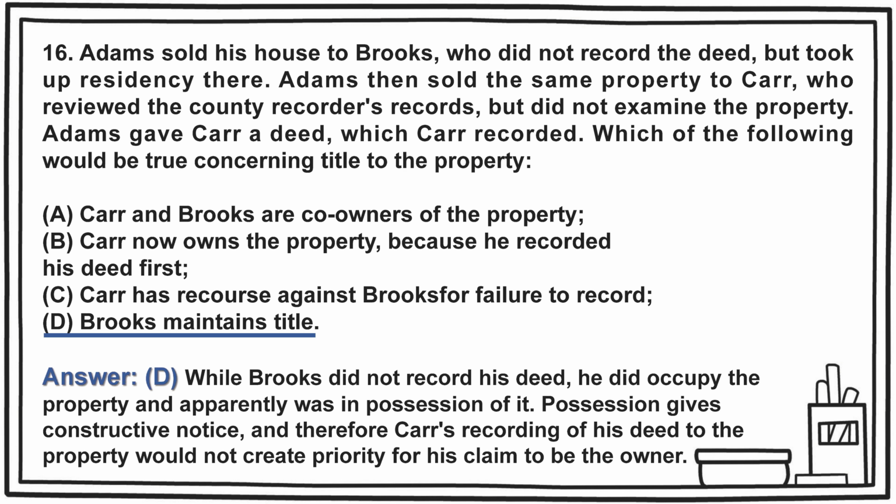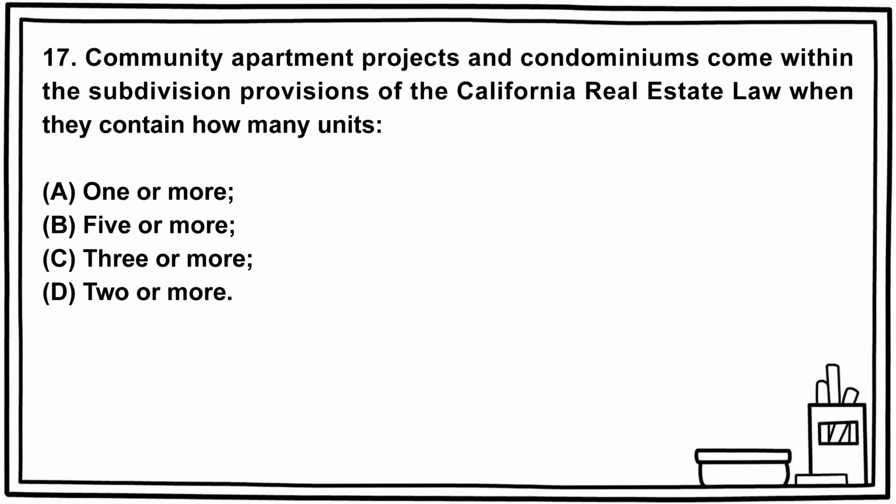Community apartment projects and condominiums come within the subdivision provisions of the California real estate law when they contain how many units? A. 1 or more. B. 5 or more. C. 3 or more. D. 2 or more.